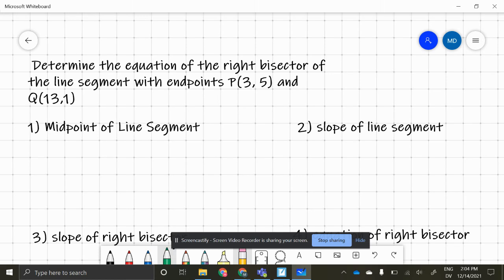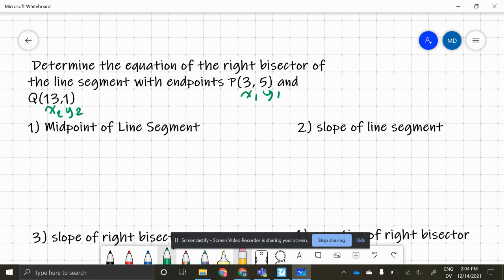The next thing we'll look at is how to find the equation of the right bisector of a line segment. So a right bisector of a line segment is a line that goes through the midpoint of a line segment and is perpendicular to the line segment. So we always start off these questions by labeling our 2 points. We'll call this one x1 and y1, and this one x2 and y2.